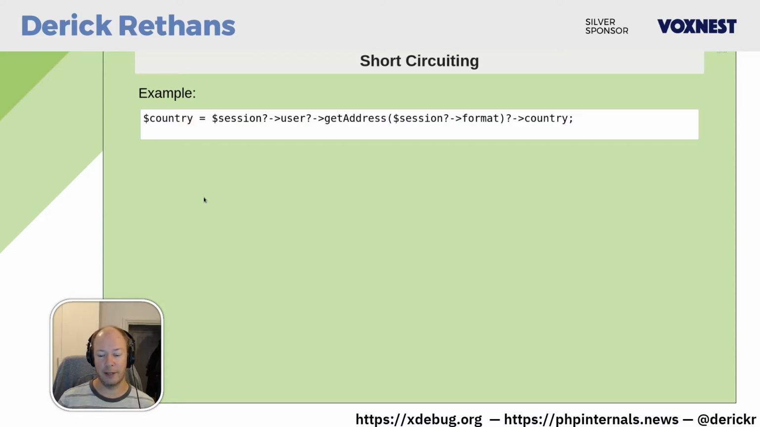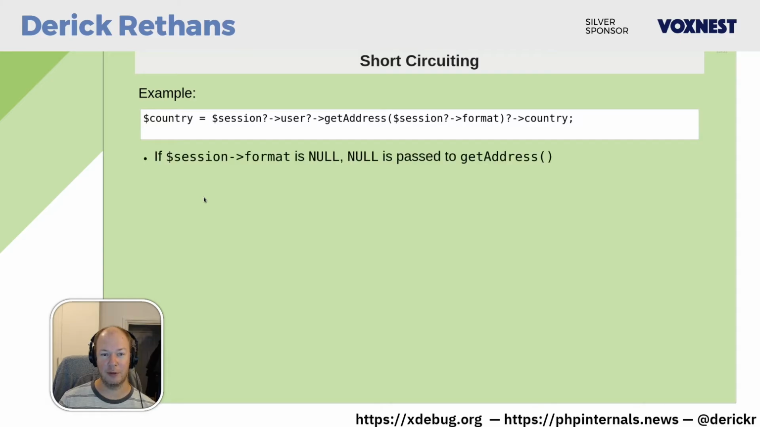So yeah, this short circuiting requires a little bit more explanation perhaps. With this line above, I've prepared a few statements. If session user is null, null is passed to getAddress. So this null-safe operator stands aside from the null-safe operators that are used in the chain. The argument is its own chain in this case.